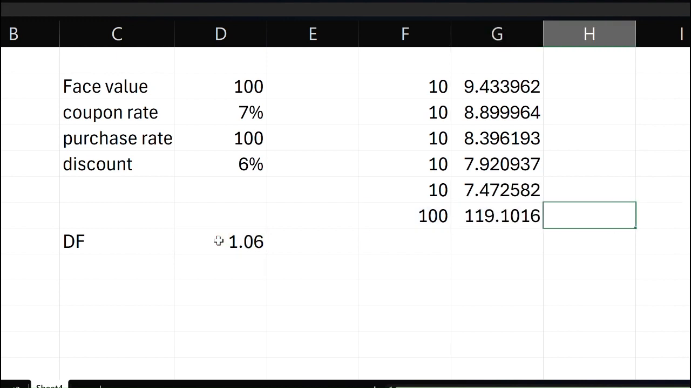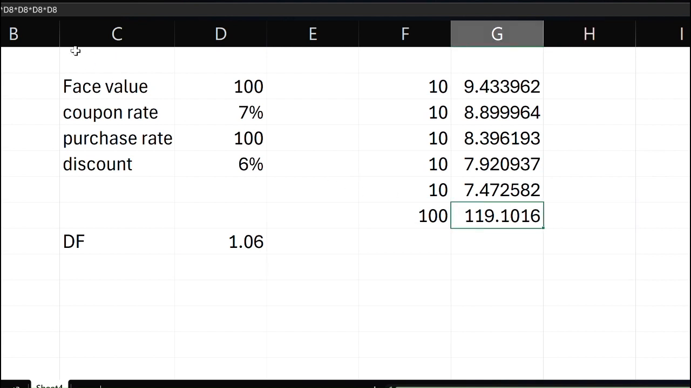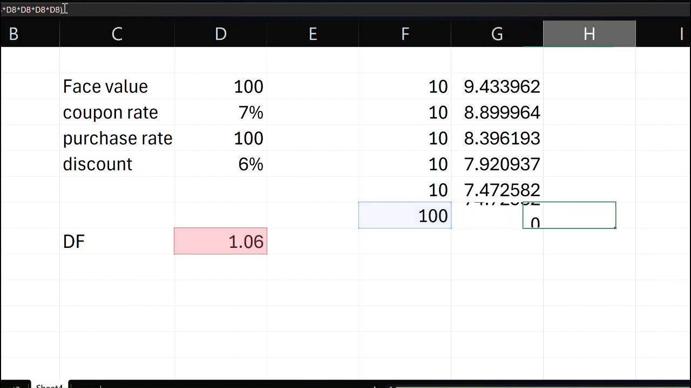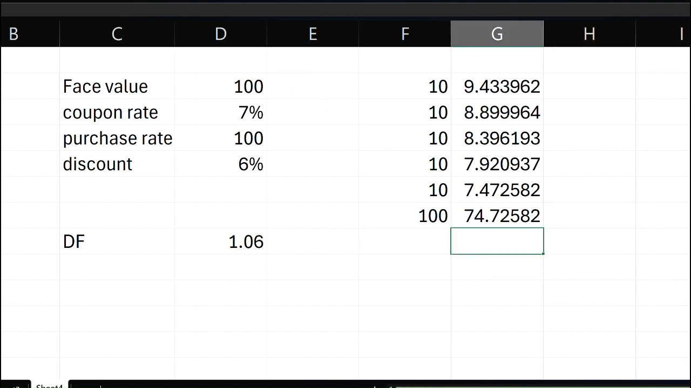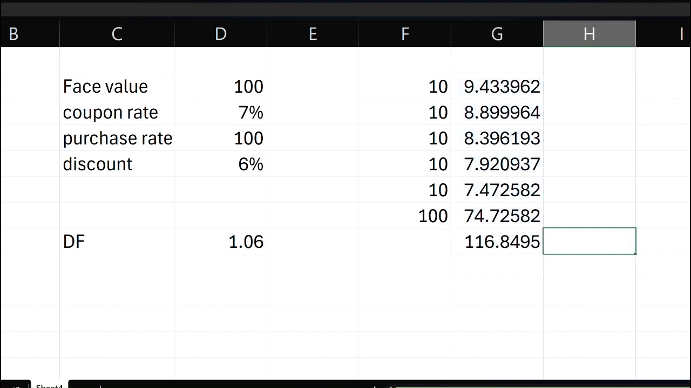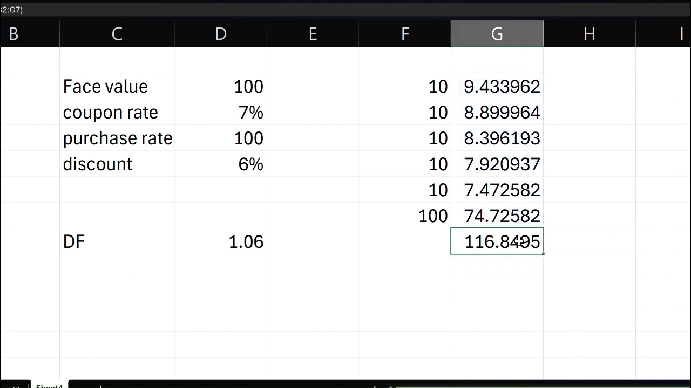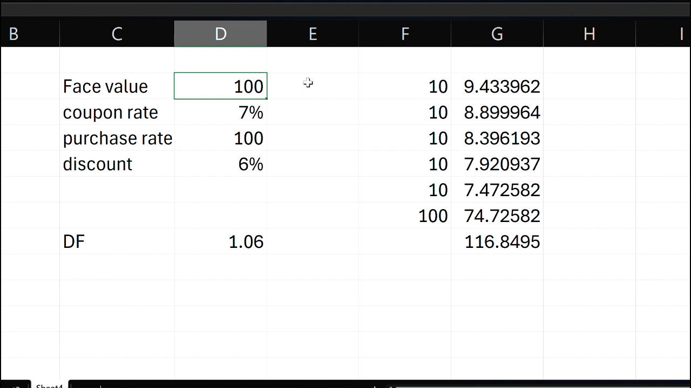So now let us see what it is. Oh, it has taken it the other way. I have to close the brackets. So let us make a calculation of what is being received. So you have got 116 rupees at the end, for an investment of a face value of 100 rupees.